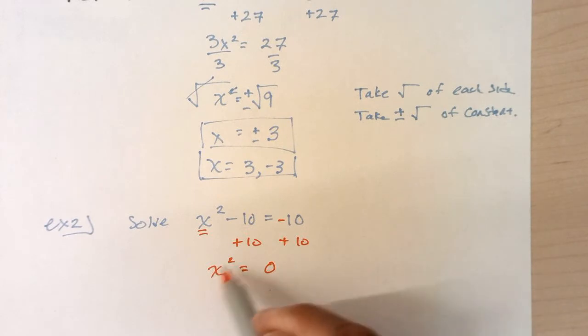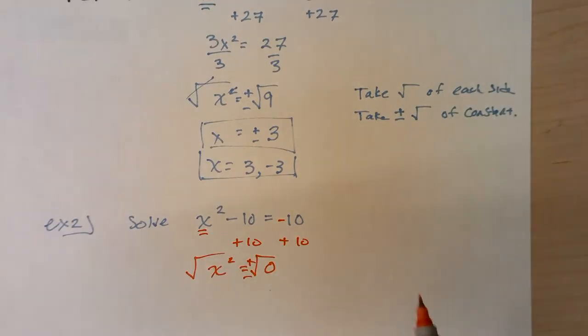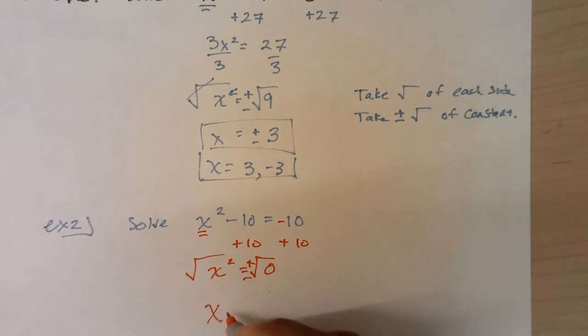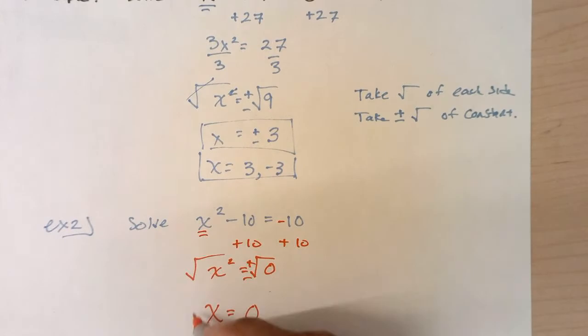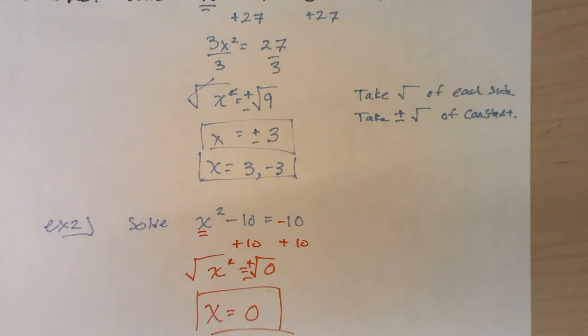To undo the square, I take the square root. This is your constant. Take both the positive and negative square roots. Then x is equal to both positive 0 and negative 0. Positive 0 is the same as negative 0. So here, instead of writing out two solutions, positive 0 and negative 0, they're the same thing. So there's actually only one solution. x is equal to 0.